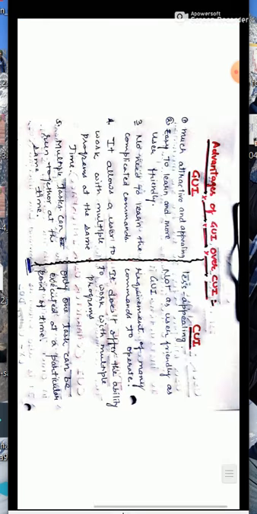Next heading is advantages of GUI over CUI. So now let's discuss the advantages of GUI over CUI. The first one is that the GUI interface is much more attractive and appealing, whereas the CUI interface is less appealing. Next, GUI is easier to learn and more user friendly due to the presence of various graphical elements like icons, menus, buttons, etc. Whereas CUI is a command based interface, or we can say text based interface, so it is not as user friendly as GUI.